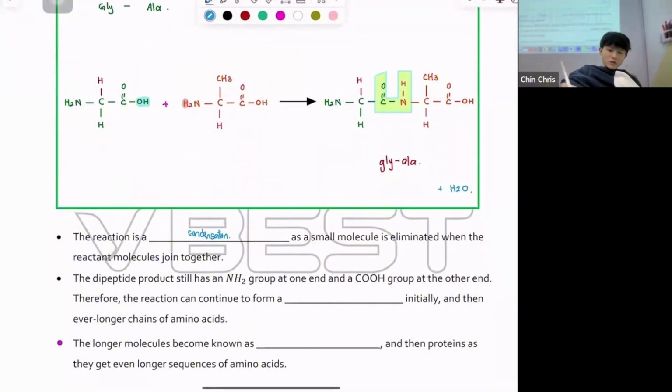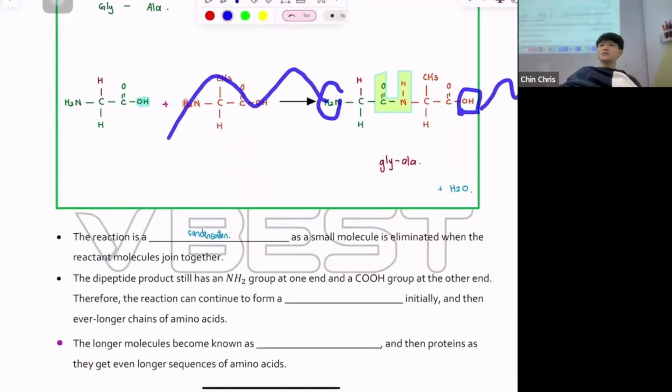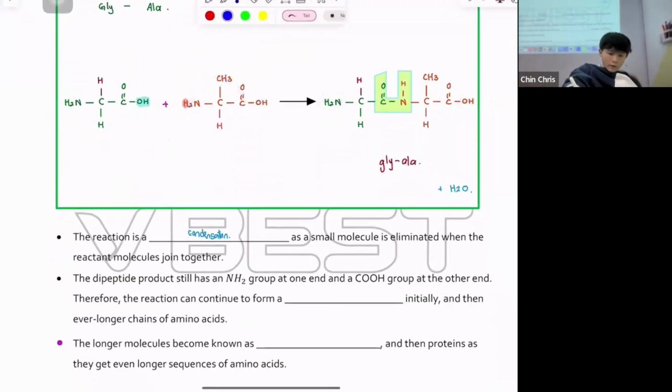Okay, so the dipeptide, you still have an NH2 and an OH. So you can still bond something here and you can still bond something here. So this reaction can be ongoing. You can bond another part to form a tripeptide. And if you make it longer, it's going to be a polypeptide.